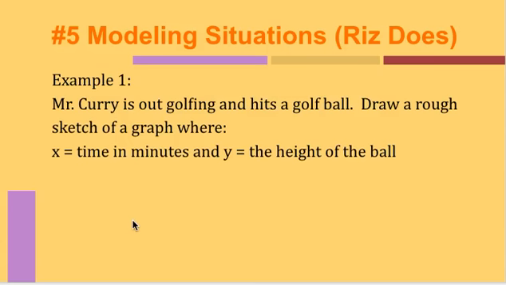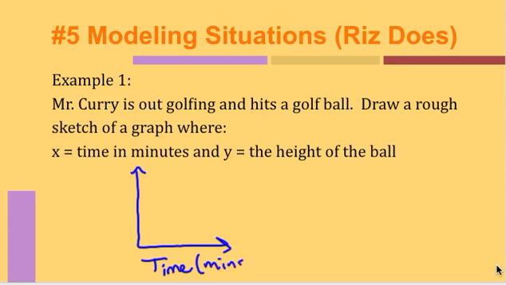So here's the first example. Mr. Curry is out golfing and hits a golf ball. Draw a rough sketch of a graph where x equals time in minutes and y equals the height of the ball. So the first thing that I want to do is go ahead and draw my graph. And I want to label my axes. I know my x-axis is time in minutes. I know my y-axis is height.